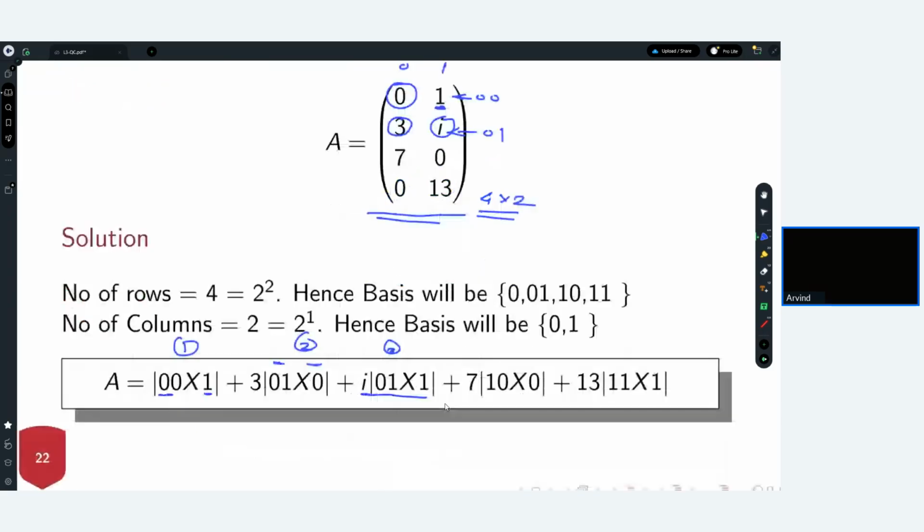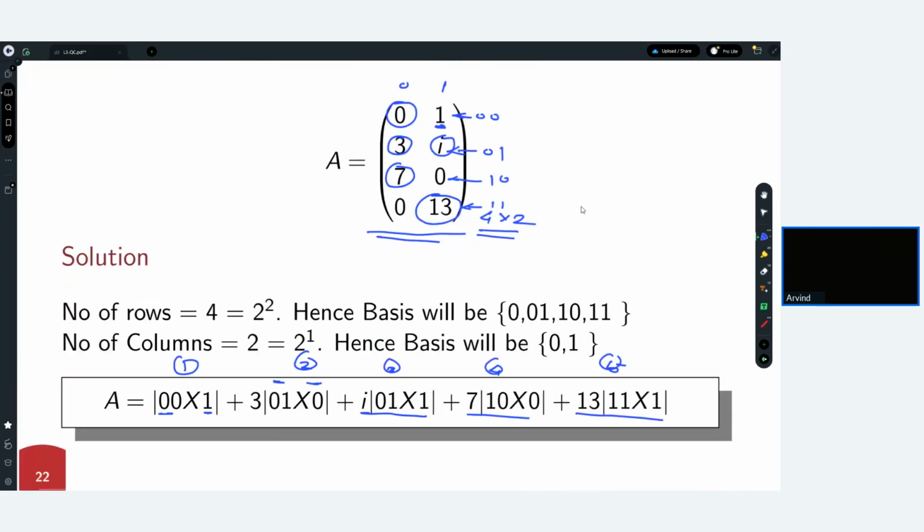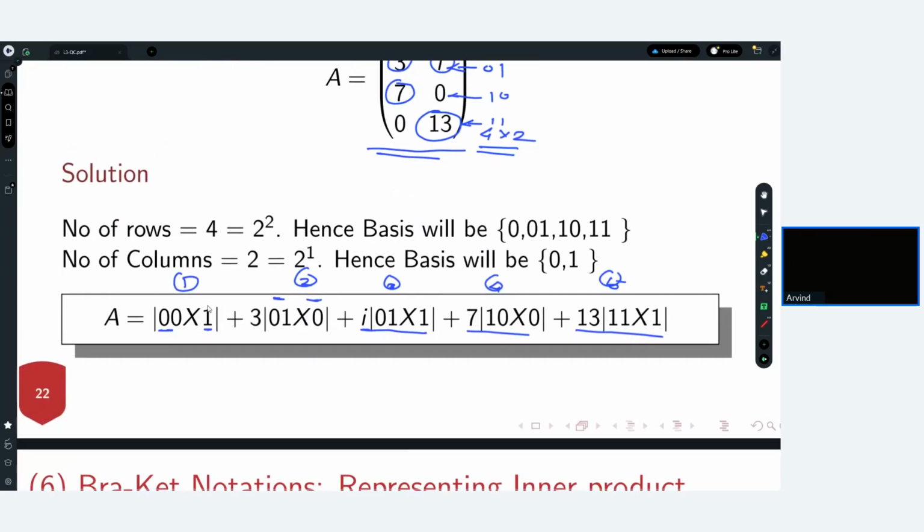Let us take the next row. 7 is present at the 1/0th row and 0th column. 7 is present at the 1/0th row and 7th column. The fifth element, because we are skipping the 0, is present at the 1/1th row and 1 column. So this is the fifth. So you can represent any given matrix using Ket-bra notation in this fashion.